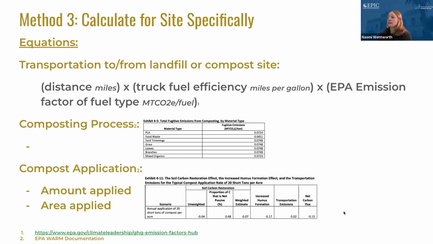And then compost application, you're really only going to use this increased humus formation number because we don't want to include any transportation or anything like that. And they're providing this in the 20 short tons of compost applied per acre. So you're going to need to change units depending on the amount of compost that you're applying and the area you're applying it to. So this is a game of unit conversion, really.